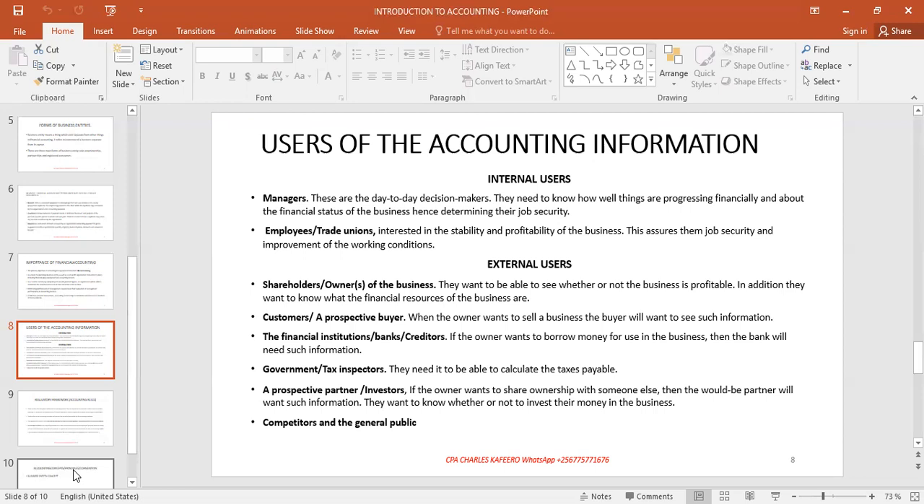The other thing we can talk about, those are the external users. The external users, the first have the shareholders or the owners of the business. The owners of the business, for them, what they are interested in is to know whether the company is making good profit, which can help the company to pay their dividends in time and when needed.